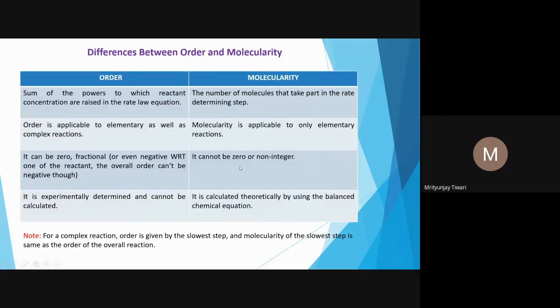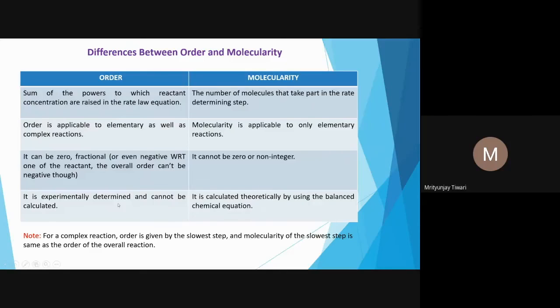However, molecularity cannot be zero or non-integer, because in the balanced equation the coefficients of the reactants are not fractional or zero. If any reactants are there in the elementary reaction, their coefficients cannot be zero or fractional. So the molecularity cannot be zero, non-integer or fractional.